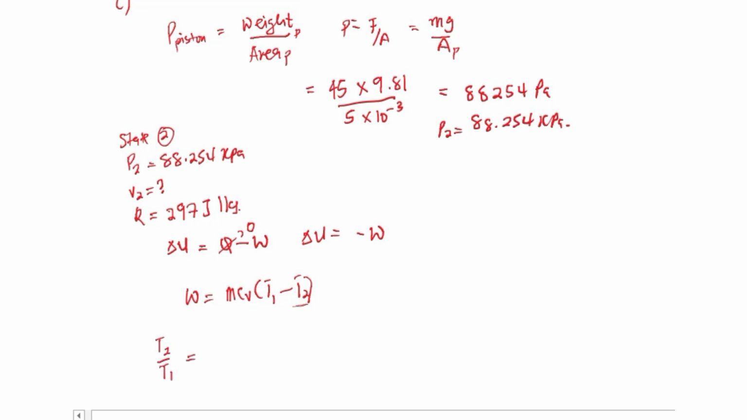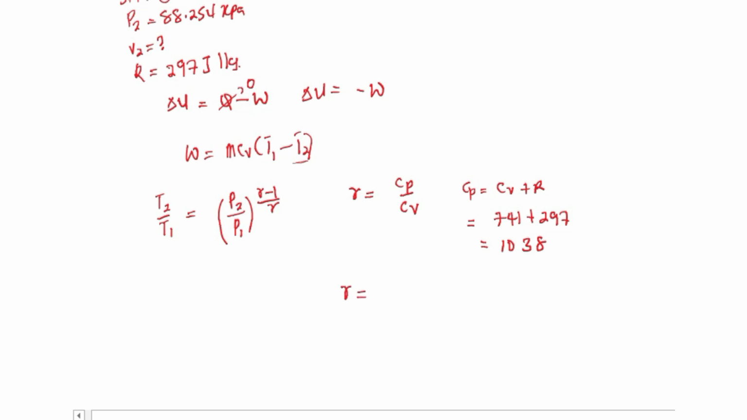That is T2 by T1 is equal to P2 by P1 to the power of gamma minus 1 all over gamma. This gamma is a characteristic of the system, meaning each system has its own value. And gamma is given by Cp by Cv, where Cp in this case is given by Cv plus R. This is 741 plus 297, which gives us 1038. That means gamma is 1038 over 741, which will roughly give us 1.4.